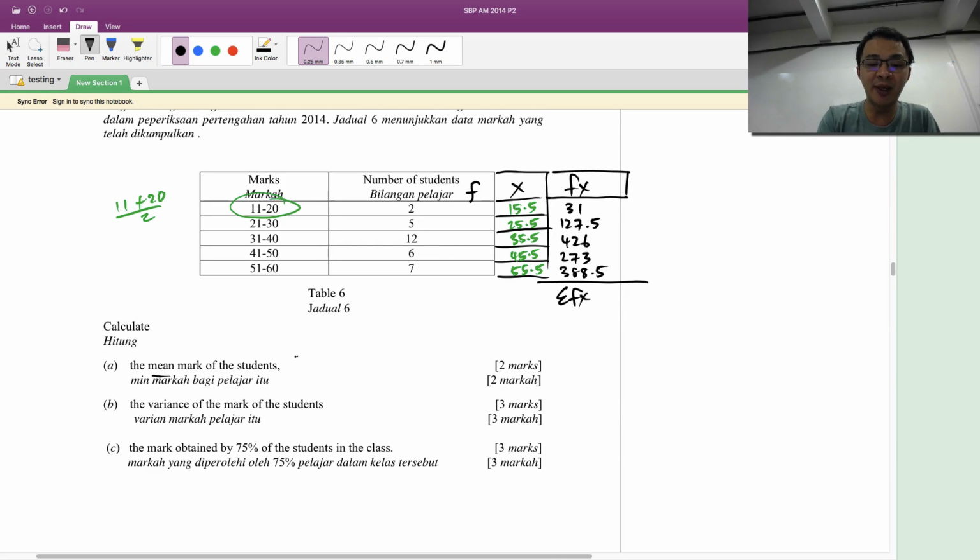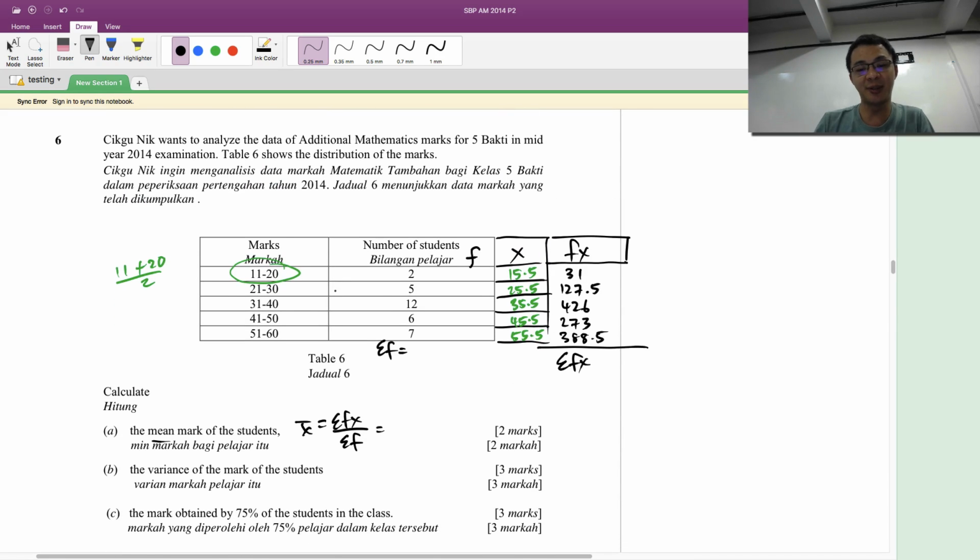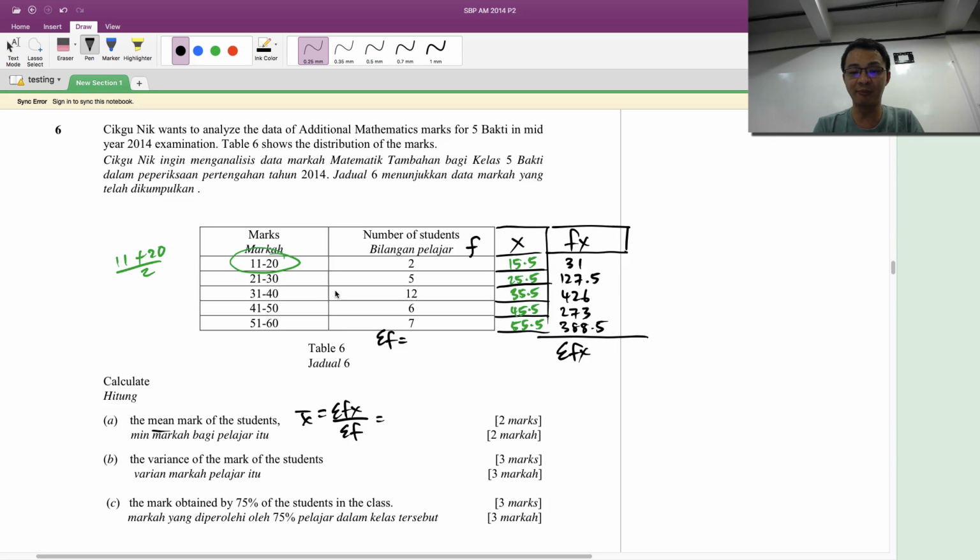And then you sum them together. Why? Because the mean formula is the sum of fx over the sum of f. The sum of f is all the f added together. Is this one given? How many students? Basically it's not given, so you have to add them together: 2 plus 5 plus 12 plus 6 plus 7 is 32. Then the sum of fx: 31 plus 127.5 plus 426 plus 273 plus 388.5 gives 1246. Then 1246 divided by 32, and the mean is 38.938. Yeah, you need to do some effort to get the 2 marks.